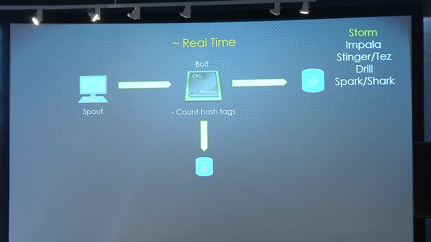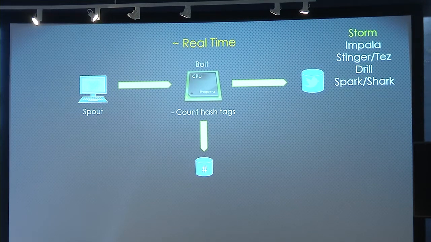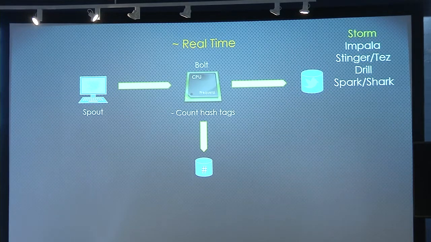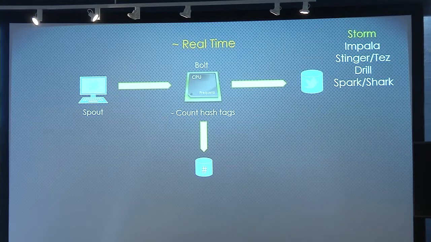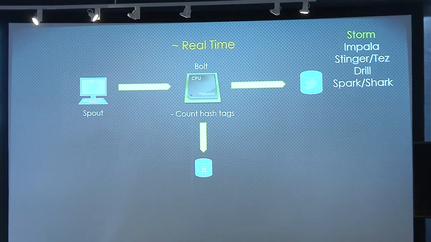So it's taking the incoming stream and making two streams out of it. One of the streams continues onward into a database where you're storing the full tweets, but then the hashtags are being aggregated or counted, and they're going into a separate database.